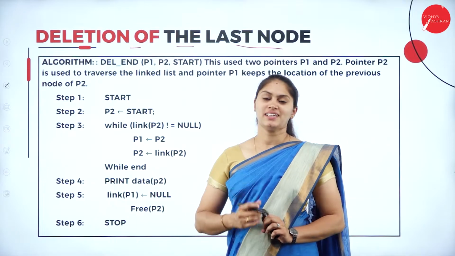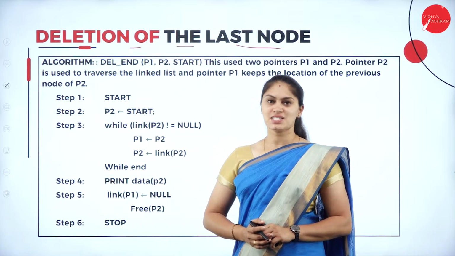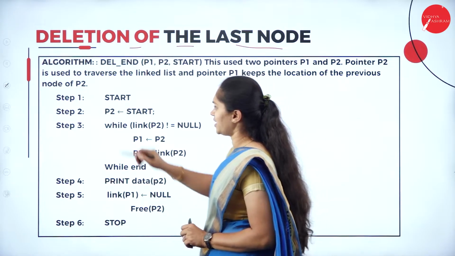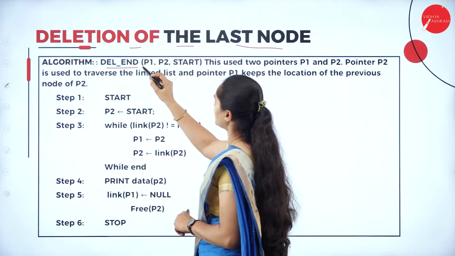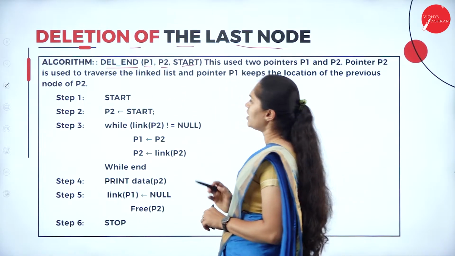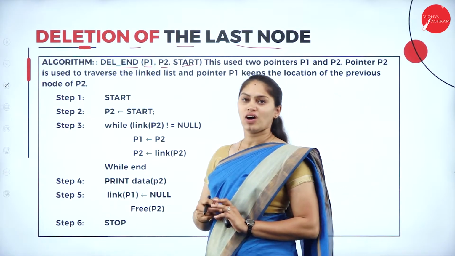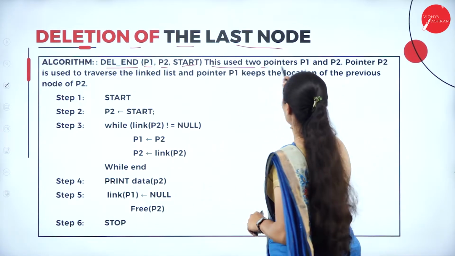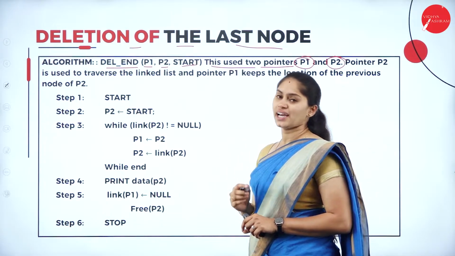Already we all know what deletion is: removing a node or element from the linked list. We are going to call that process deletion here. We'll see the algorithm for deleting the end node of a linked list. For that I require three variables: P1, P2 and start. Start you already know, it shows the head or starting point of a linked list here. So this uses two pointers, P1 and P2. Why do we require P2? Why do I require P1?